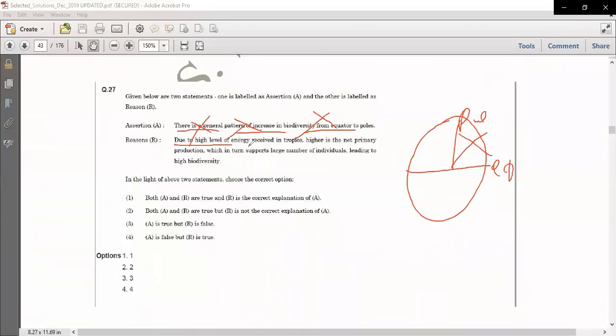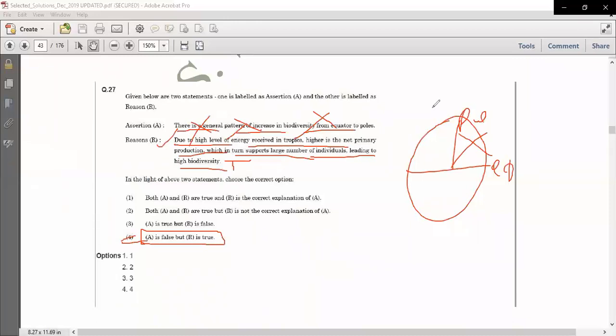So if it is a wrong statement, right? Second, due to the high level of energy received in the tropics, the net primary production is higher, which in turn supports a large number of individuals, leading to high biodiversity. This is absolutely true. This is a true statement. So the fourth is the correct answer. A is false, but R is true. 27, fourth is the correct answer.